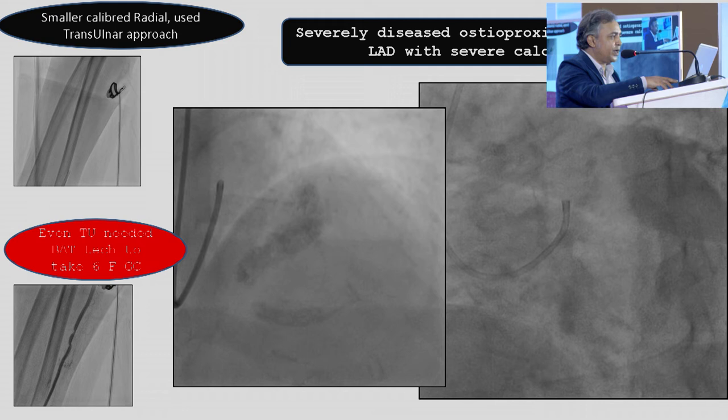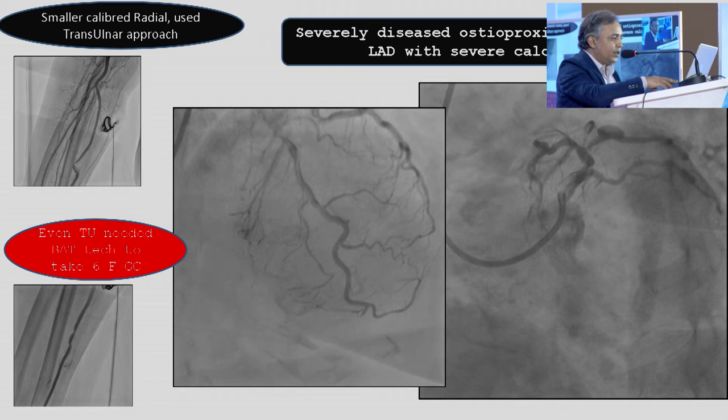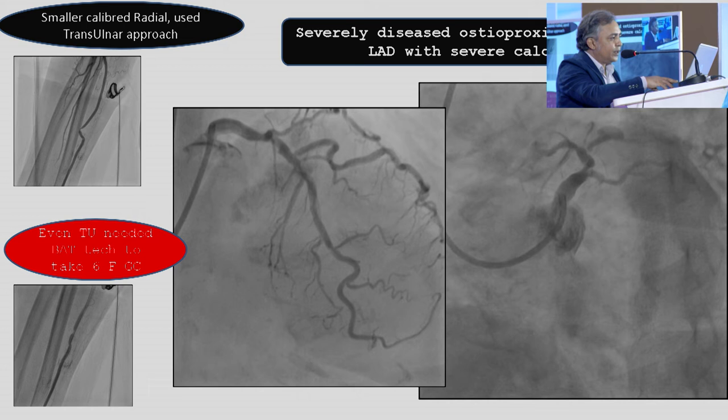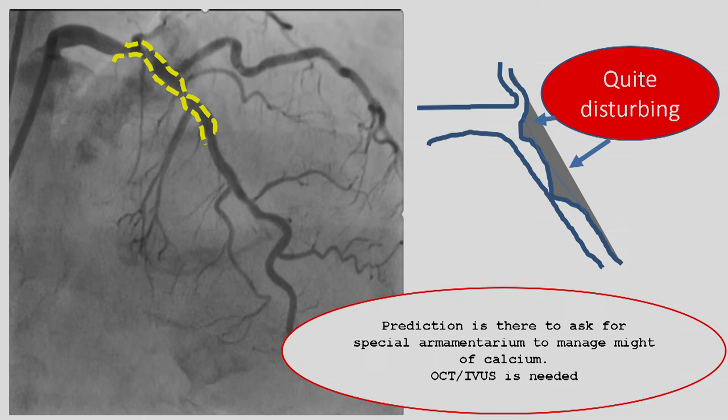It's a smaller caliber radial artery, so you have to take the transulnar approach to take a 6 French guide catheter. And then you can appreciate the calcium everywhere, not only in the coronaries, but also in the structures, in the valves also. So here, this severe calcification, how to deal with it, because it's in the proximal LAD, you see here, and quite disturbing calcification. Prediction is there to ask for special armamentarium to manage the might of the calcium. OCT and IVUS obviously is needed.